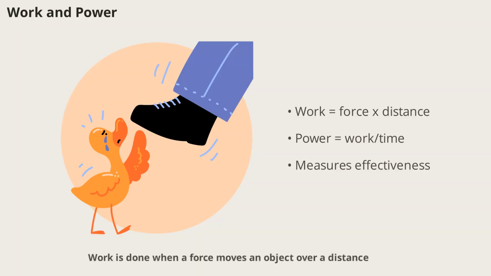Work is done when a force moves an object over a distance. Power measures how quickly work is done. For example, lifting a box onto a shelf requires work, and doing it quickly means more power. Both concepts are important in understanding machines, engines, and even our own bodies. Work and power help us measure the effectiveness of different actions and devices in moving objects.